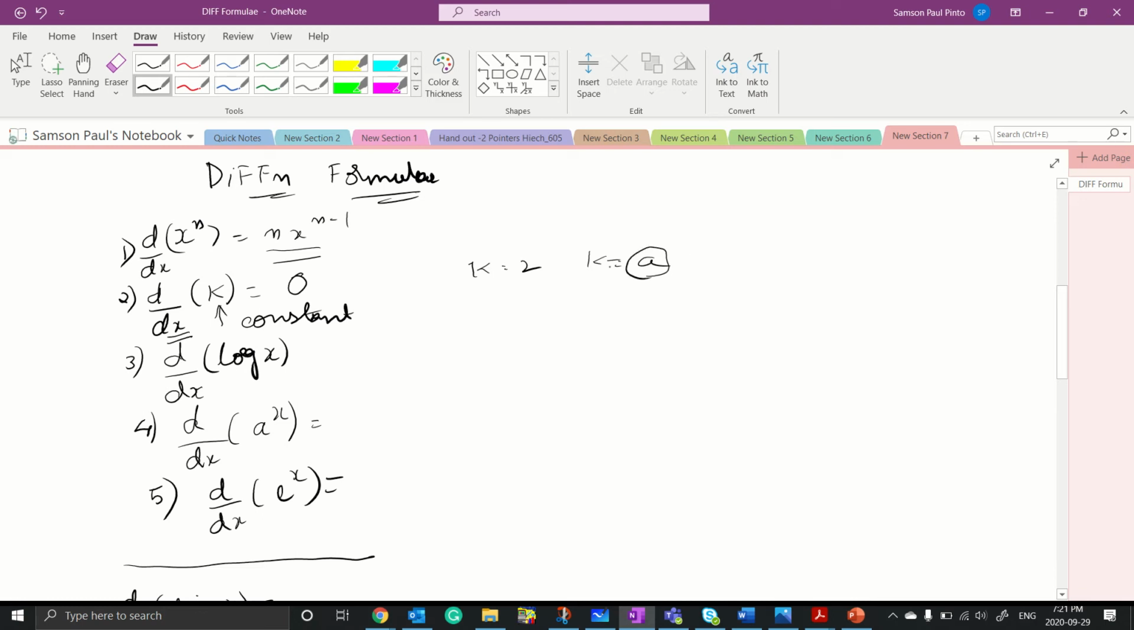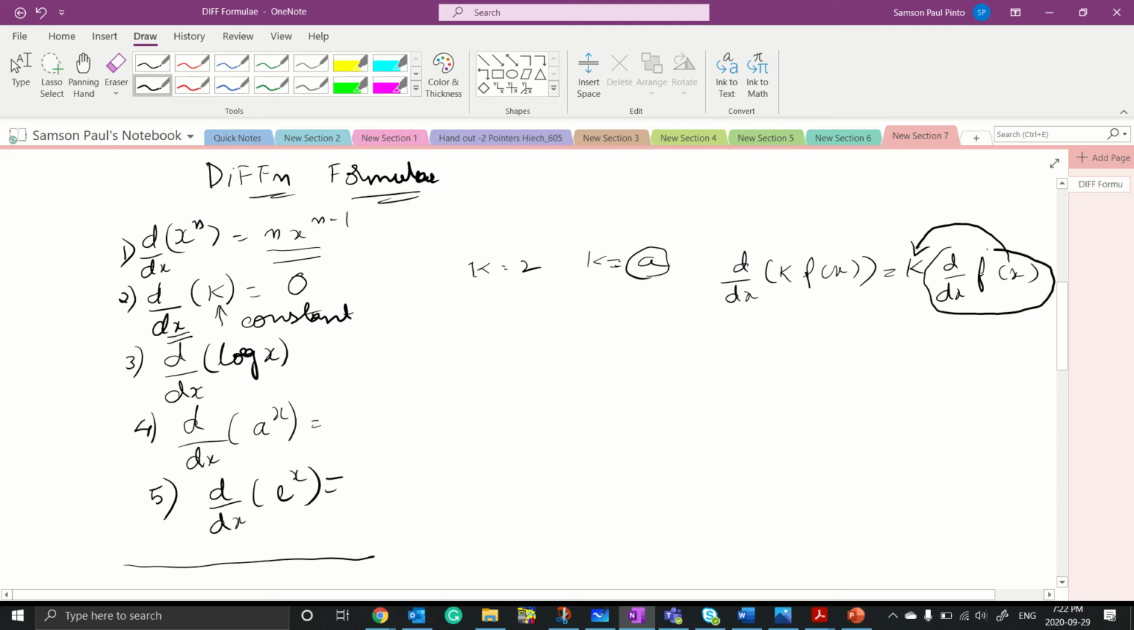Here you should also remember one of the important rules, which I have not put because I wanted to discuss this first. If you have d by dx of k into a function f of x, then it is nothing but k into d by dx of f of x. In this case it doesn't become 0; the constant is unaltered and comes out, and you only differentiate the function.